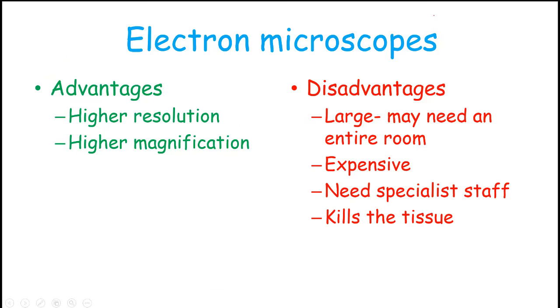Now, here's the advantages and disadvantages of electron microscopes. So the advantages are you can see in higher resolution, you can see in a higher magnification, can't you, Jenny? Yeah. The disadvantages are that they're large, expensive, you need special staff, and it kills the tissue that you're looking at.